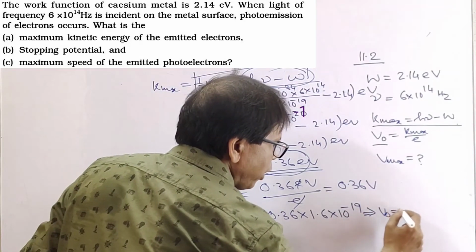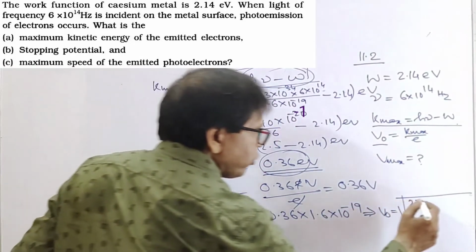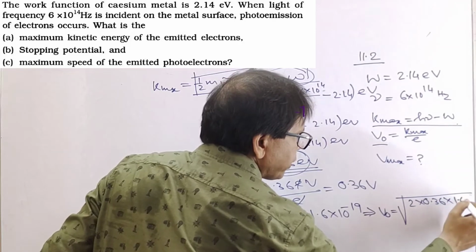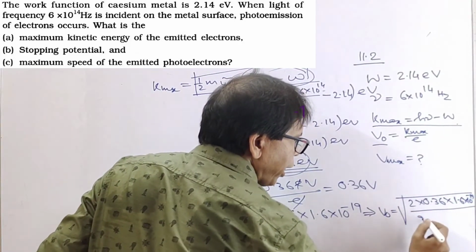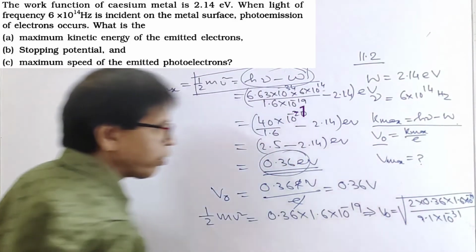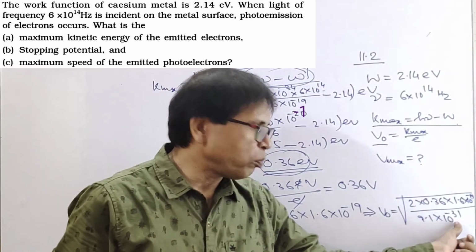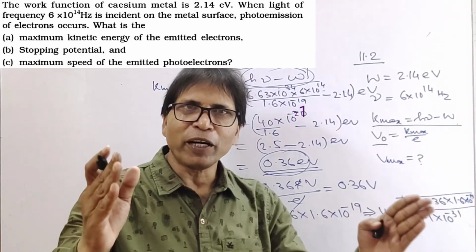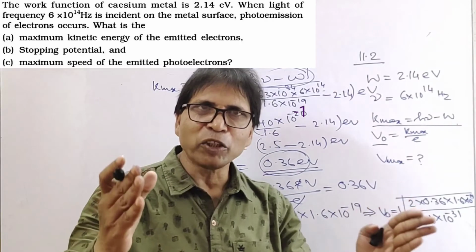V naught is equal to under root of 2 into 0.36 into 1.6 into 10 to the power minus 19 divided by 9.1 into 10 to the power minus 31. Okay, understood? Look at this: this is 10 to the power minus 31 and this is 19, so 10 to the power 12. So outside the root it becomes 10 to the power 6.